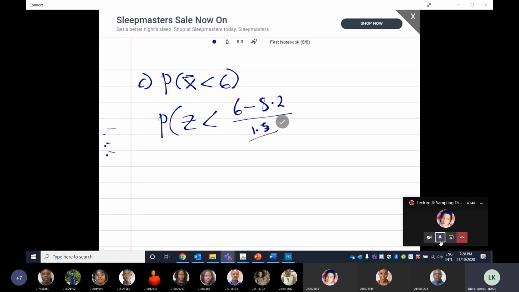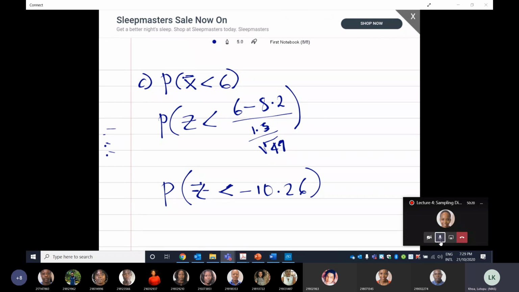This is 1.5 divided by the square root of 49. Okay, so again, can you guys standardize 6 and then let me know what you have? I got minus 10.26. Okay. So this is the probability that Z is less than negative 10.26. Okay. So again, we leave it to 2 decimal places.